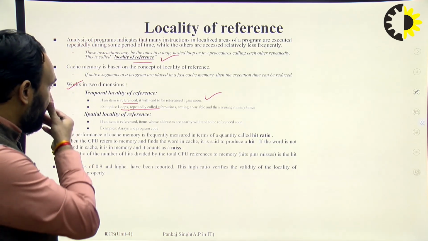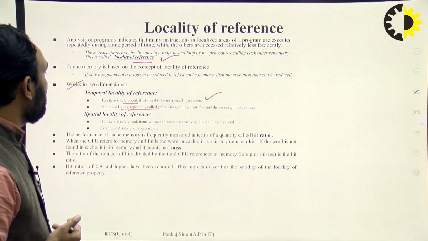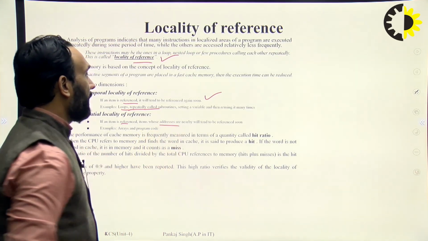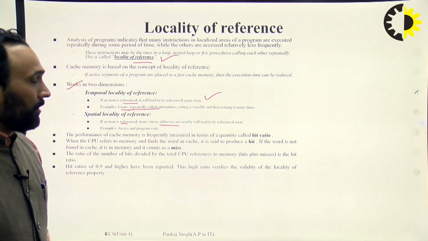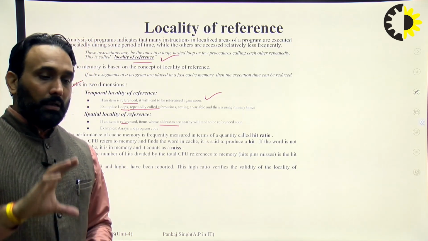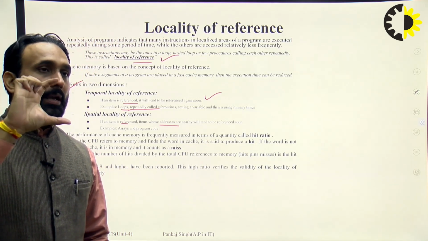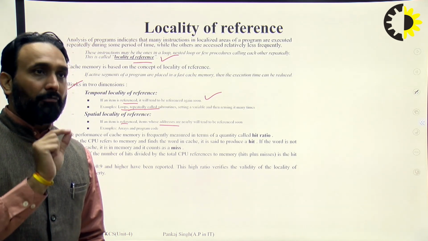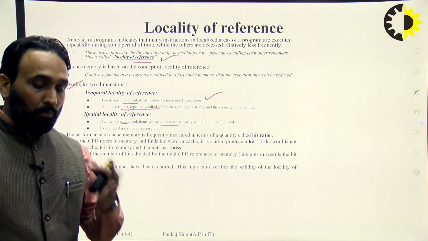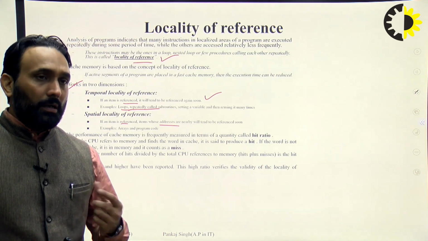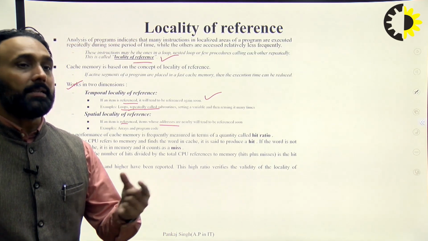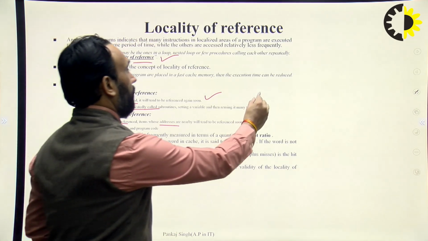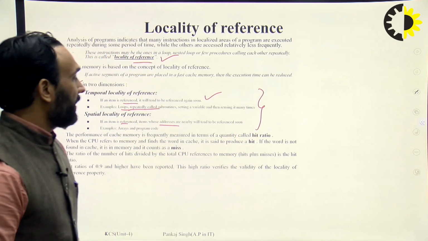And second is spatial locality of reference. If an item is referred, items whose addresses are nearby will tend to be referred soon. For example, in a block we have 10 addresses and we access address number 5. So, there is a higher probability that address number 6 and 7 are required for further operations. So, on this mechanism cache memory works.